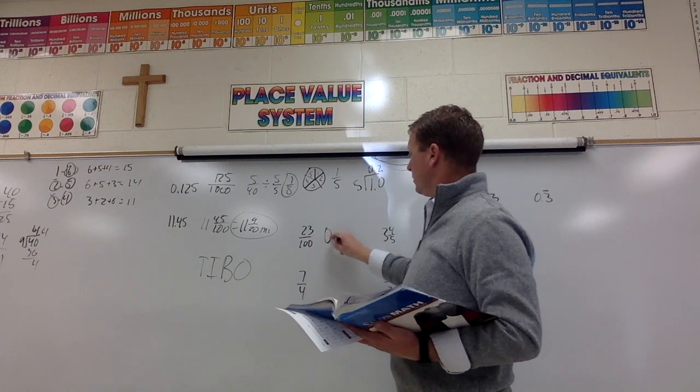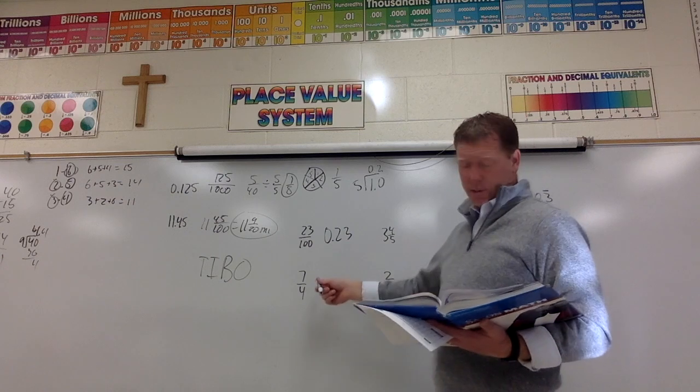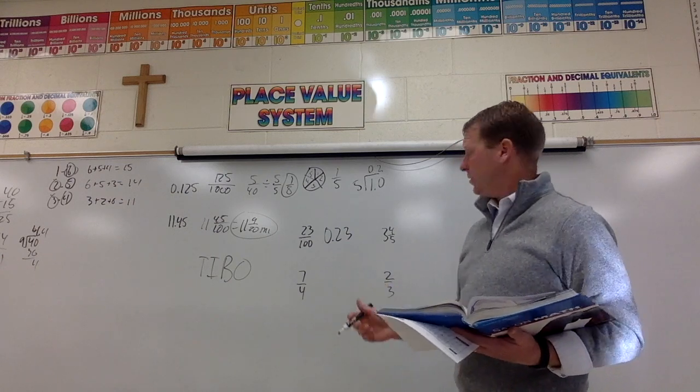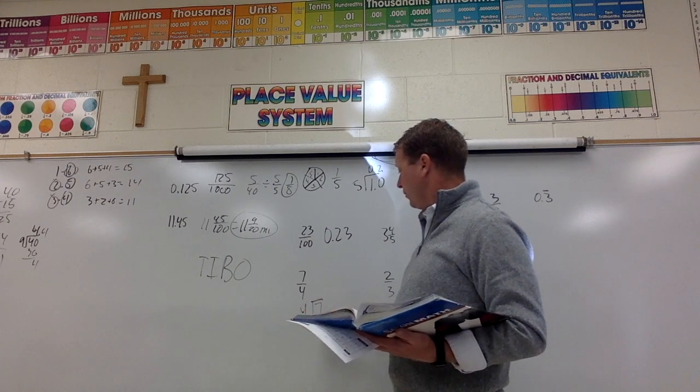23/100ths, 23/100ths. They're not going to give you too many that are like that. Next one they give you is 7/4. It's just a division problem, guys. Top number in, bottom number out. 4 goes into 7 once.